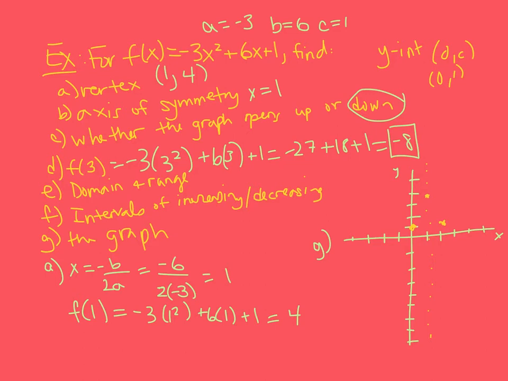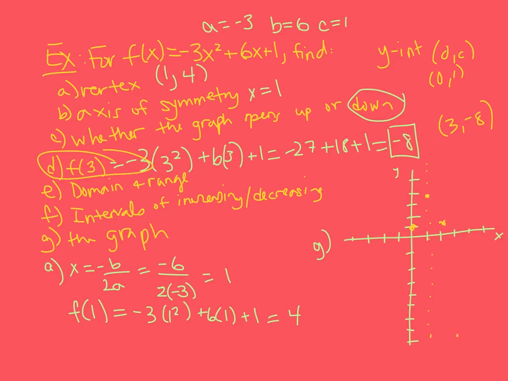The other point that I found is I actually know what f of 3 is. I found that f of 3 is -8. That means that the point (3, -8) is also on the graph. So I'm going to draw that one too. I believe it's right here.